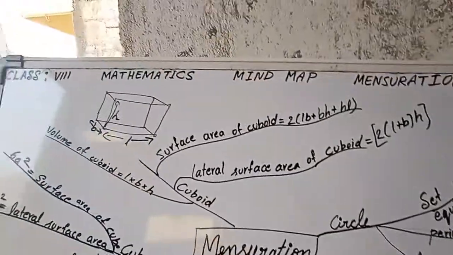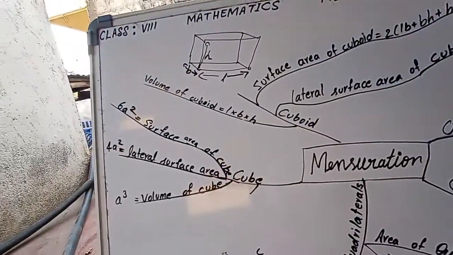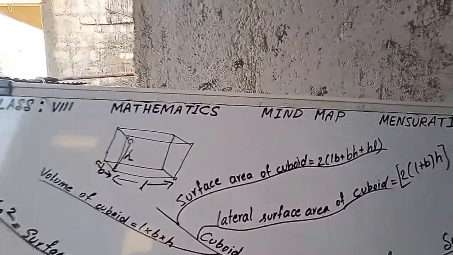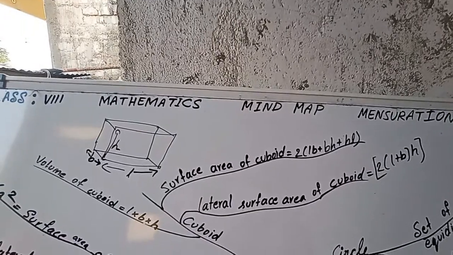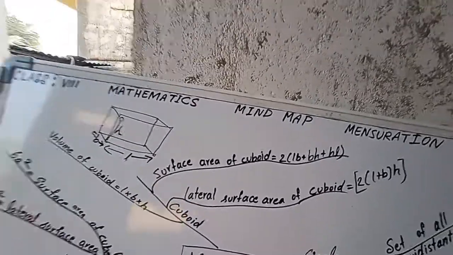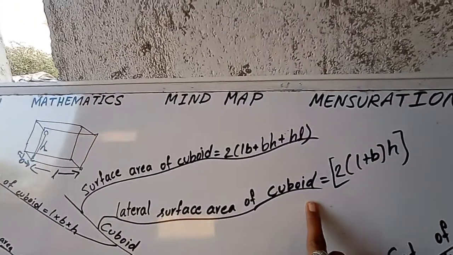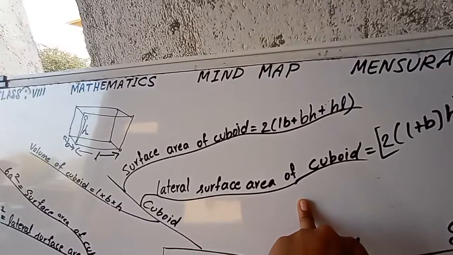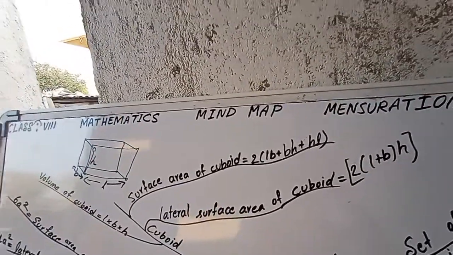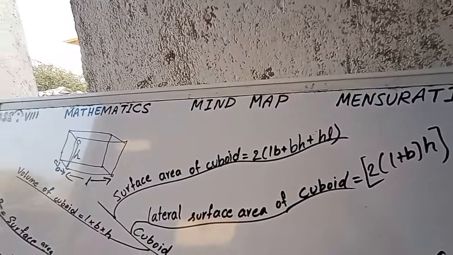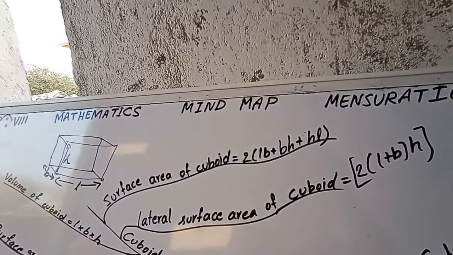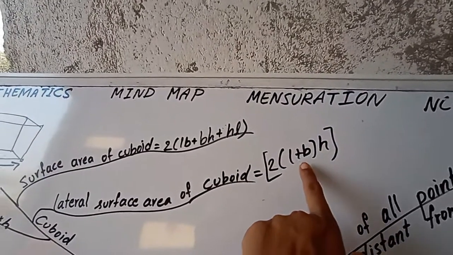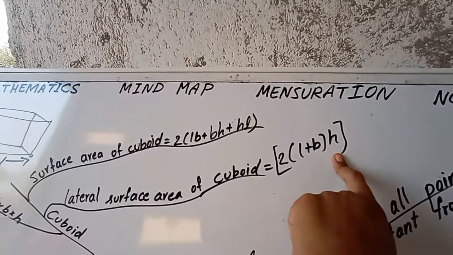Next, you can go for the cuboid shape and the cube shape. Let us see the cuboid first. In the cuboid also we can calculate the area. First, the lateral surface area of a cuboid. What is the meaning of lateral? Except top and bottom, meaning we have to leave the top and bottom. The remaining side area we can calculate with the help of 2 into (l plus b) into h.